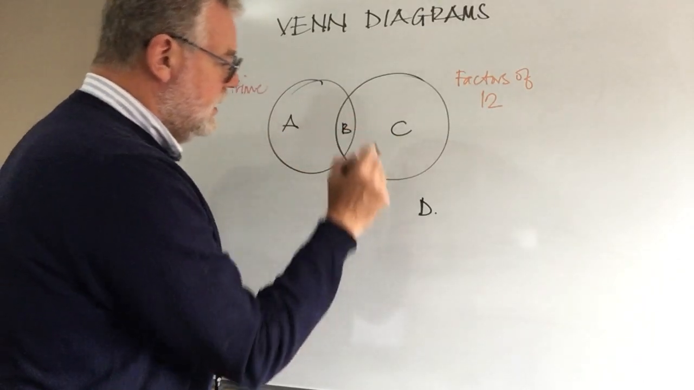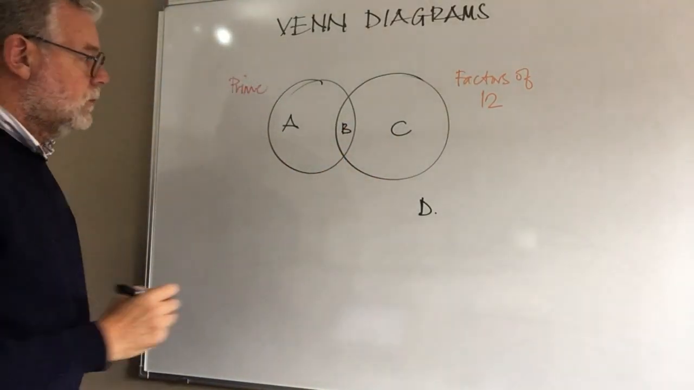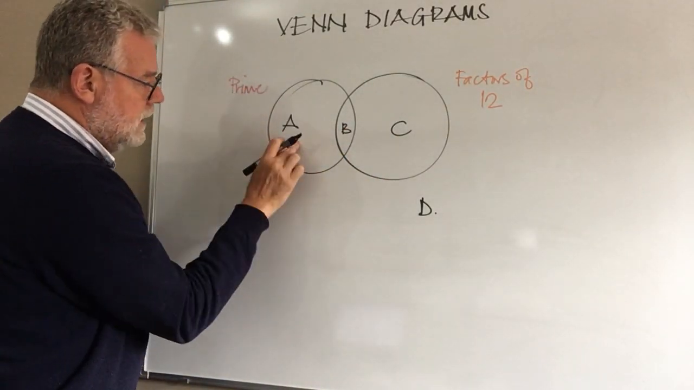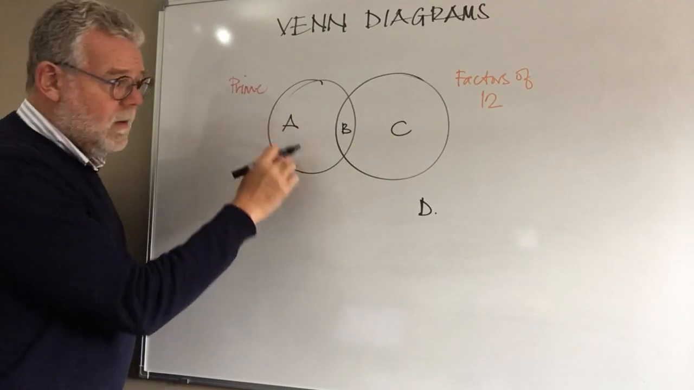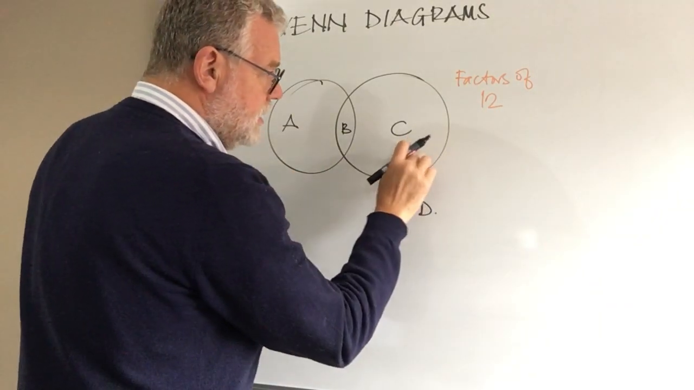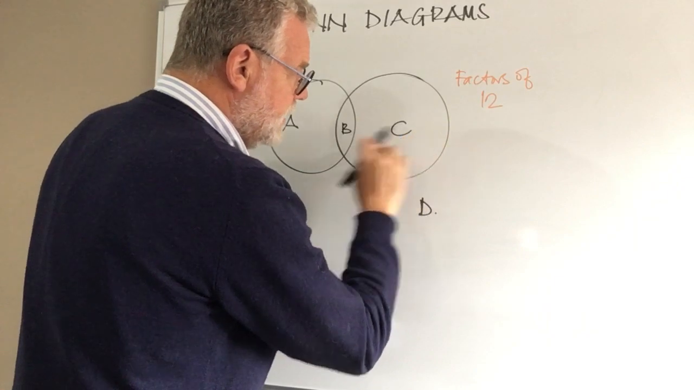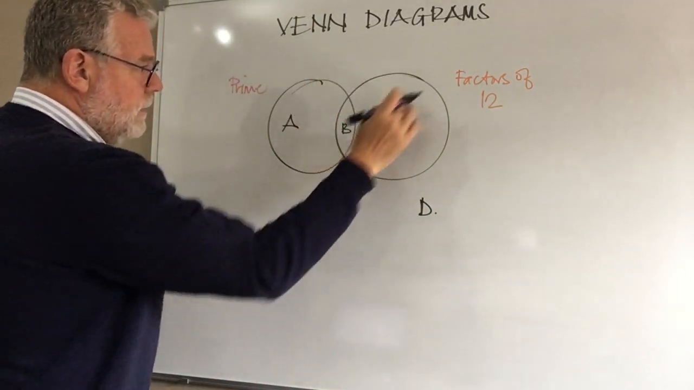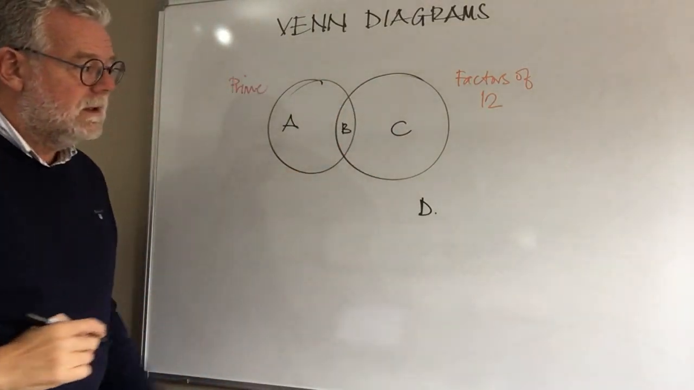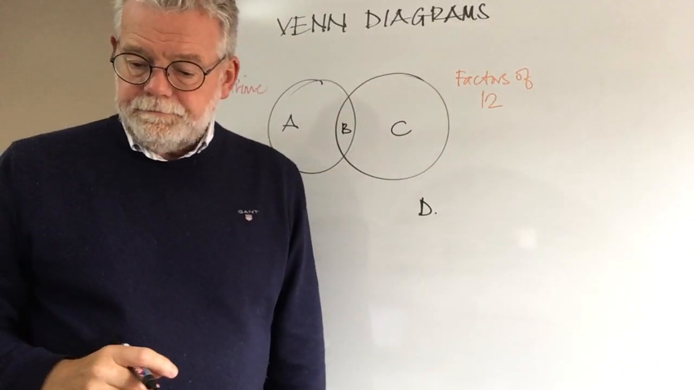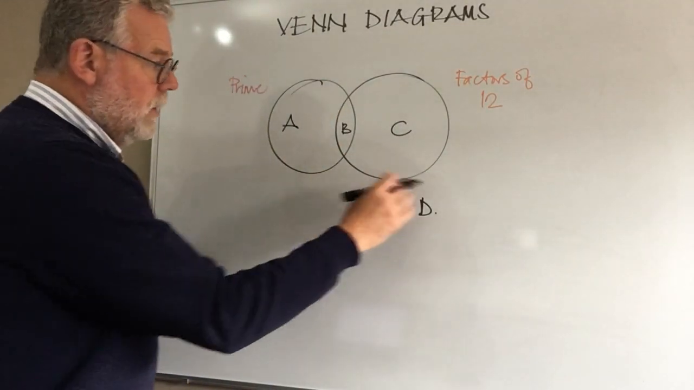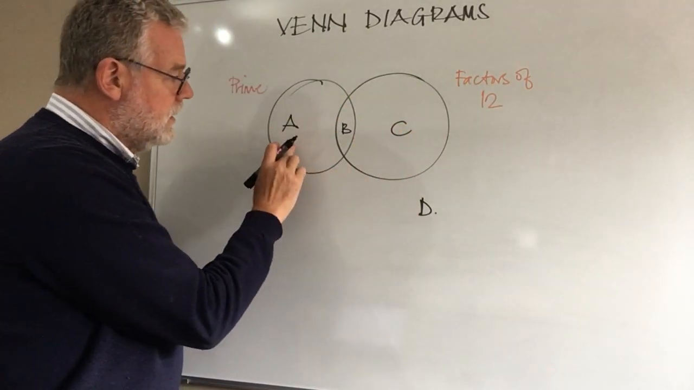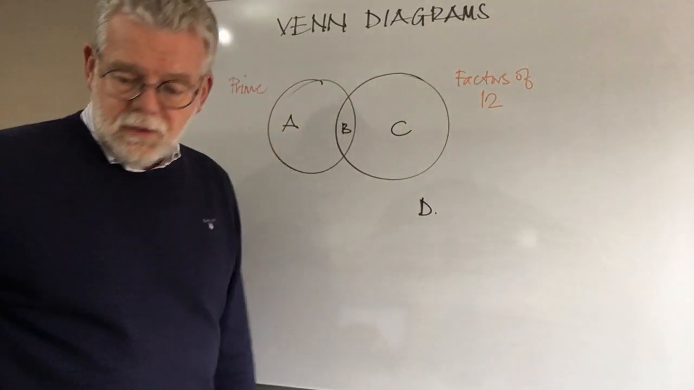Region A, B, C and D. Region A is to have a prime number in it. Region C is to be a factor of 12. Region B is a prime number and a factor of 12. And region D is where we've got a number that doesn't fit into either region A, B or C.